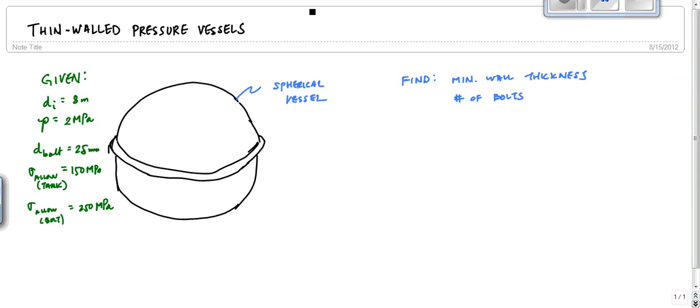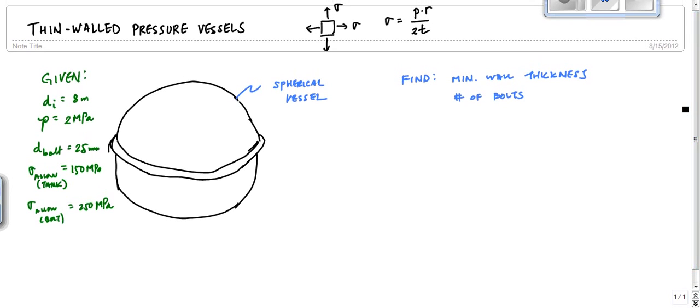The thing that we have to remember about a spherical pressure vessel is that the state of stress is always the same all throughout, and this sigma is PR over 2T. This is a state of stress on the wall of a spherical pressure vessel. It's like the longitudinal stress in a cylindrical pressure vessel. And so let's start with the stress in the wall.